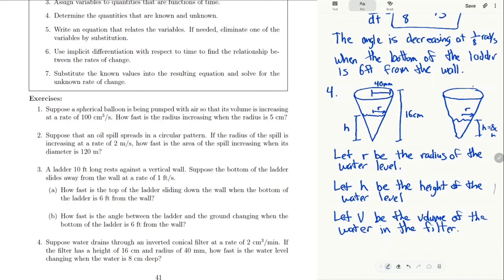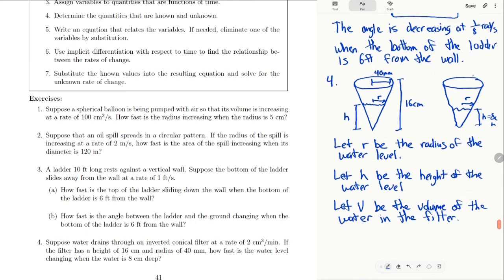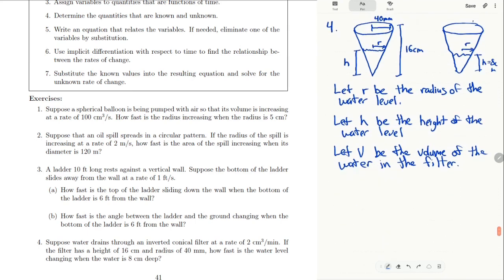So let's write down the quantities that were given. We are given that water is being drained at 2 cubic centimeters per minute. So the volume of the water is changing, and in particular, it is decreasing. So it would be negative 2 centimeters cubed per minute.